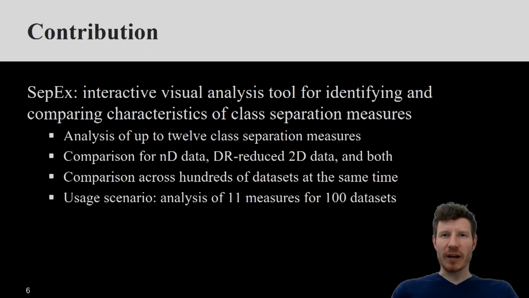We present SepEx, an interactive visual analysis tool for identifying and comparing characteristics of class separation measures. SepEx supports the interactive visual analysis of up to 12 class separation measures. Along three tasks, analysts can compare measures for high-dimensional data, dimensionality reduced data, and for both. Finally, SepEx is capable of comparing outputs of measures for hundreds of datasets at the same time.